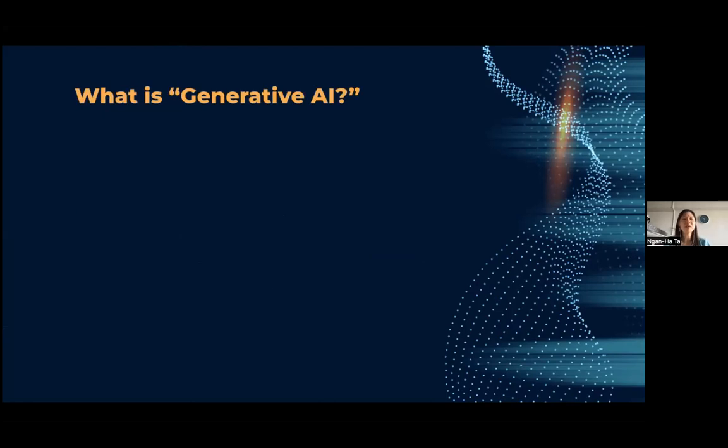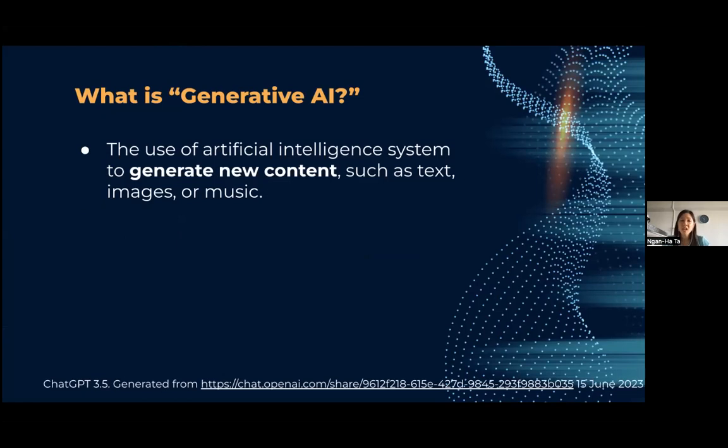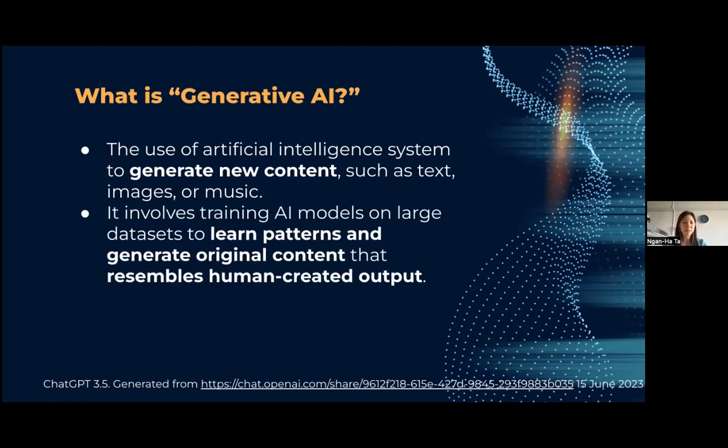Okay, so let's start with an overview of what generative AI is. A lot of you already know what it is, but I know people are starting at different places with AI, so I just want to be mindful of that. So it is an AI, artificial intelligence system that you can use to generate new content, such as text, images, or music. I have not used AI to generate music yet, but if I was a music teacher, I think that would be super cool. And it involves training AI models on large data sets to learn patterns and generate original content that resembles human-created output.